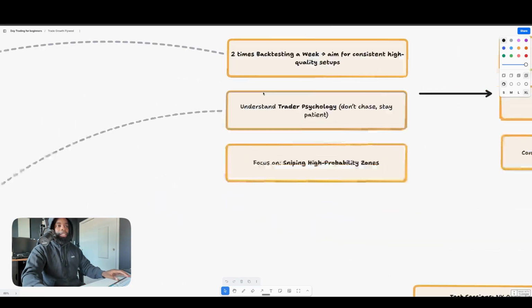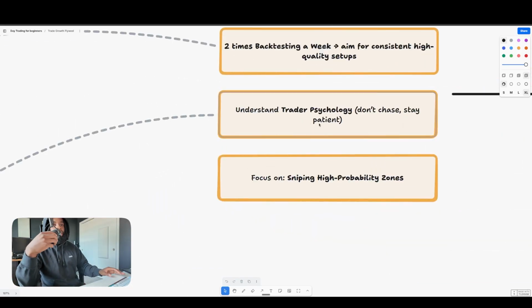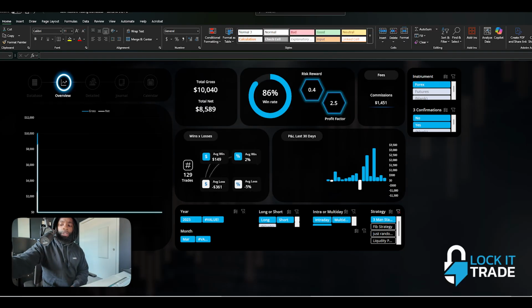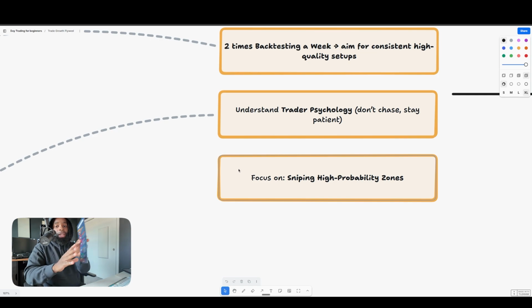Now, other than that, the next thing is understanding trader psychology. So you don't want to chase and you want to be patient. So I actually had this plan that was built off of Locket Trade, which is an Excel sheet that we had created like 2 years ago. And this right here is the prime reason why I'm so consistent and profitable in a lot of my accounts that I do grow.